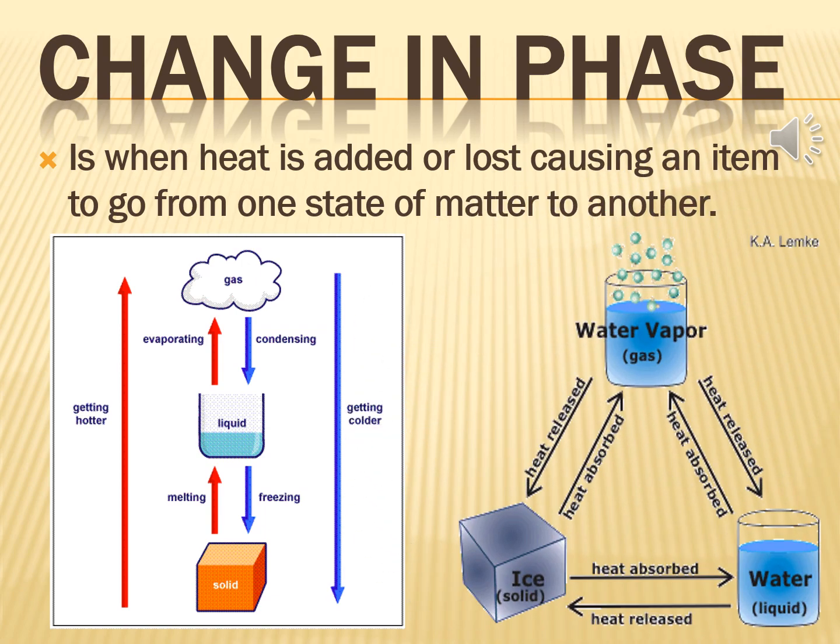The fourth word is a word that you guys should already know, change in phase. As you remember, when we did the foldable, we talked about when heat is added or heat is lost. And therefore, when we remove heat or we add heat, we cause an item to go from one state of matter to another state of matter. That's just a phase change. So when we go from solid to liquid or liquid to gas or gas to liquid and liquid to solid, those are all changes in phase.